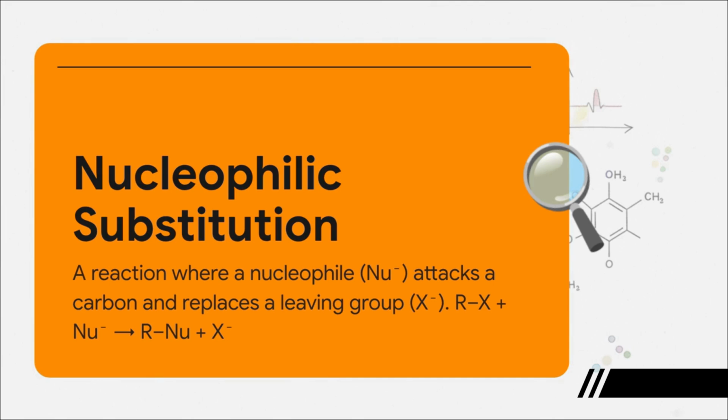Imagine you have a haloalkane, RX. The carbon atom is a little bit positive, and the halogen, X, is a little bit negative. Now along comes a nucleophile, a species that's rich in electrons and looking for a positive charge. It attacks that positive carbon and, boom, kicks out the halogen, which we call the leaving group. The nucleophile takes its place. That's it. That's the entire reaction in a nutshell.